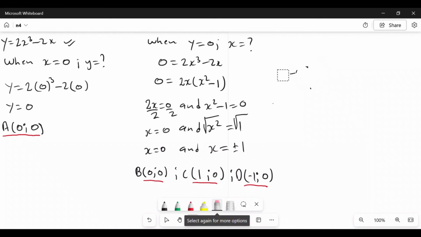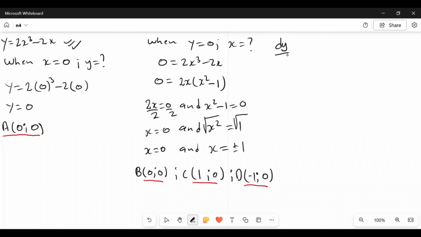All right, let me erase this. We're going to calculate our coordinates for the turning points here on the side. Remember, when you calculate the coordinates of the turning points, you need to differentiate our equation there. So let's differentiate it. dy over dx, right? This is going to give us 6x squared minus 2. But let's not forget that you always equate it to 0.